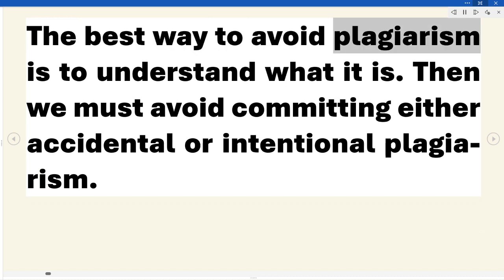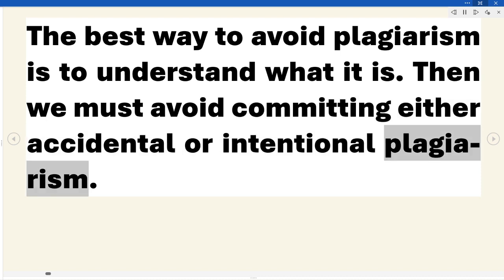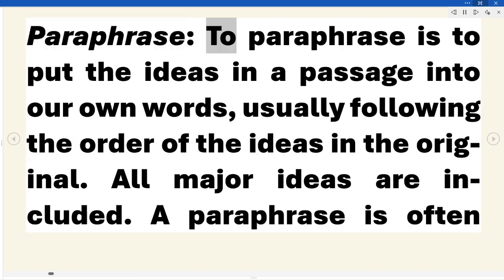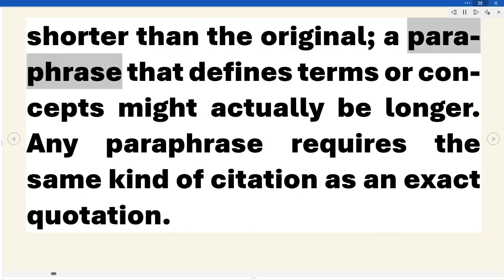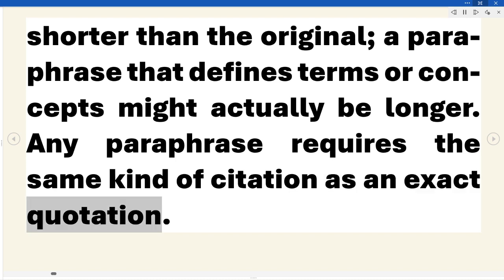The best way to avoid plagiarism is to understand what it is. Then we must avoid committing either accidental or intentional plagiarism. Paraphrase. To paraphrase is to put the ideas in a passage into our own words, usually following the order of the ideas in the original. All major ideas are included. A paraphrase is often shorter than the original. A paraphrase that defines terms or concepts might actually be longer. Any paraphrase requires the same kind of citation as an exact quotation.